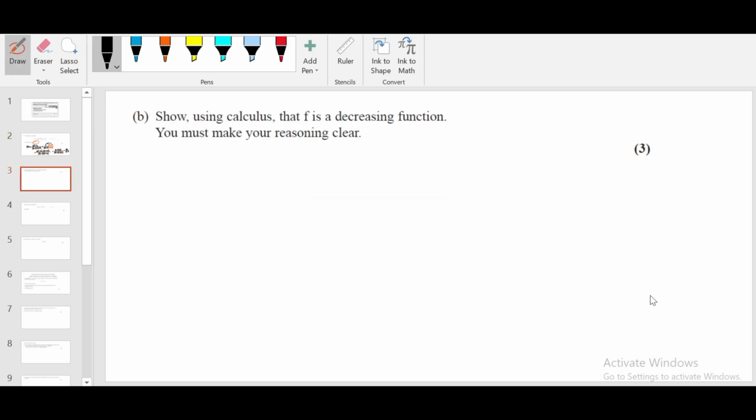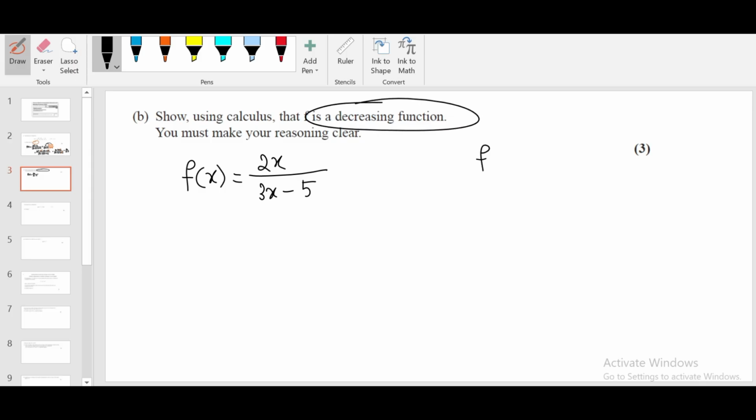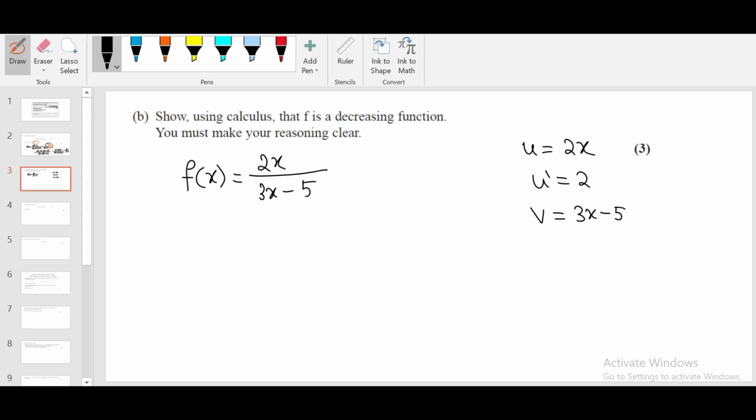Show using your calculus that f of x is a decreasing function. We got f of x as 2x divided by 3x minus 5. For decreasing function, the condition is the first derivative should be less than 0. It should be negative. So we need to find the first derivative. I'm going to apply the quotient rule here by taking the numerator as u equals 2x. So u dash is 2. Denominator as v. So v dash is equal to 3.